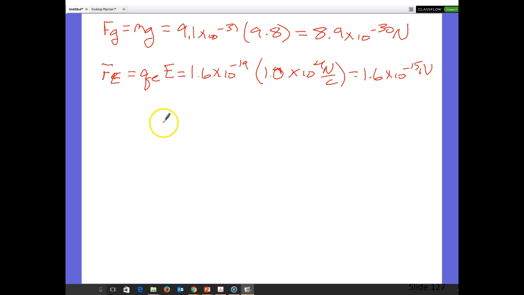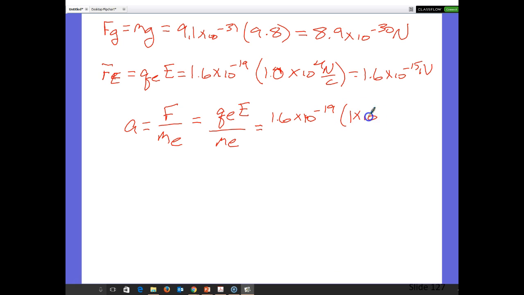So at this point we can find the acceleration. The acceleration, remember, is equal to the force over the mass, and here we've got the mass of an electron, and we said that that force is equal to the charge on the electron times that electric field, all divided by the mass of the electron. And so this is equal to 1.6 times 10 to the negative 19th times 1 times 10 to the 4th. So those are the charge on the particle, and then the electric field divided by the mass, which is 9.1 times 10 to the negative 31st kilograms.